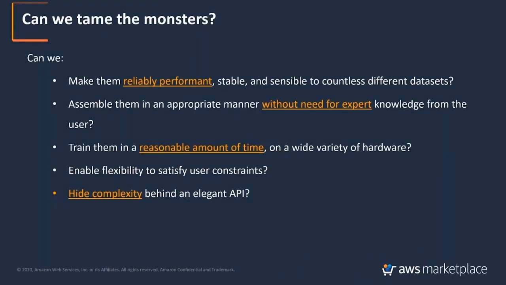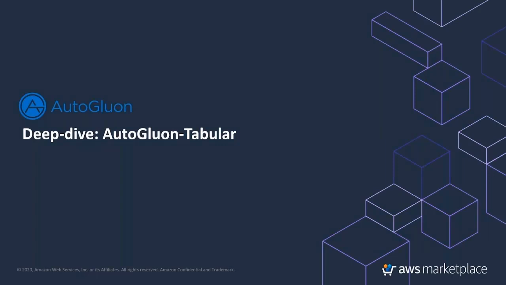So the question is, can we take that state of the art accuracy, that incredible algorithmic power, and can we tame it? Can we make them reliably performant, stable, and sensible to countless different data sets, assemble them in an appropriate manner without need for expert knowledge from the user? Can we train them in a reasonable amount of time on a wide variety of hardware, enable flexibility to satisfy user constraints, and hide complexity behind an elegant API? So with that, let's talk about AutoGluon-Tabular and how we try to attain those goals.